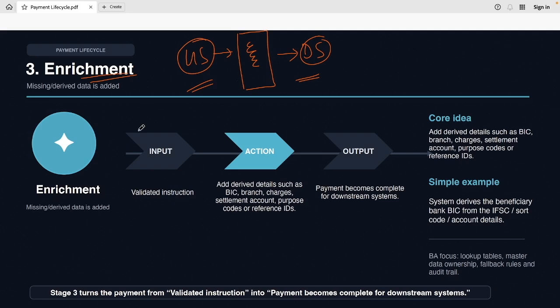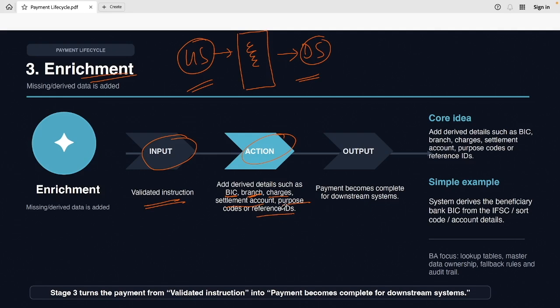Okay, in this particular stage of enrichment, the input is a validated instruction, which we get from stage 2. So it has already passed the initial check, but it may still require additional technical or operational details. So what action is performed? The system may add BIC code, branch information, charge information, settlement accounts, purpose code, reference IDs, transaction IDs, correspondent bank details, country or currency information, and so on.